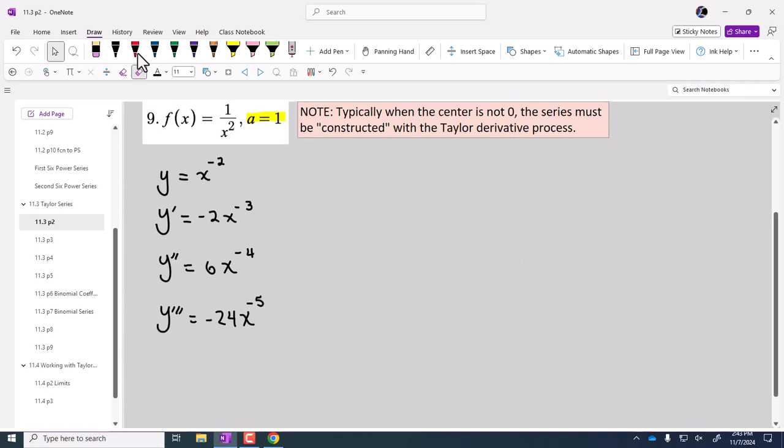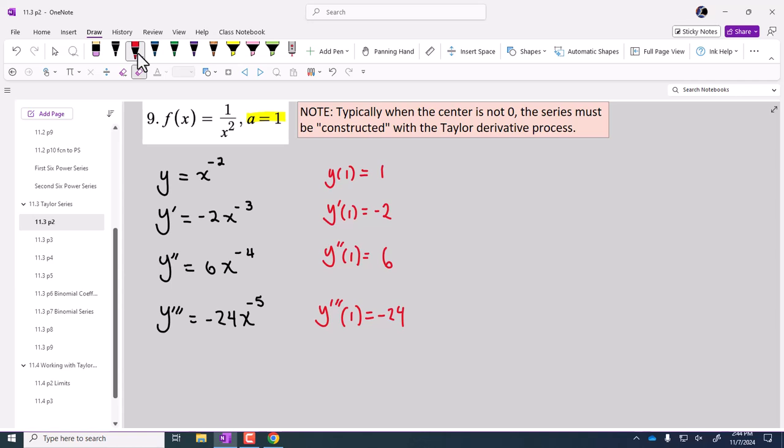Now we evaluate, keeping track of everything. We're going to evaluate the function and its derivatives at the center. So that's going to be a 1. Then y prime of 1 is going to be -2. Y double prime of 1 is going to be 6. Y triple prime of 1 will be negative 24. Okay, so this is what we did when we were building Taylor polynomials.